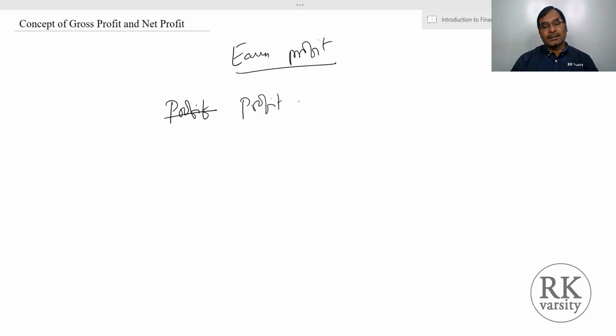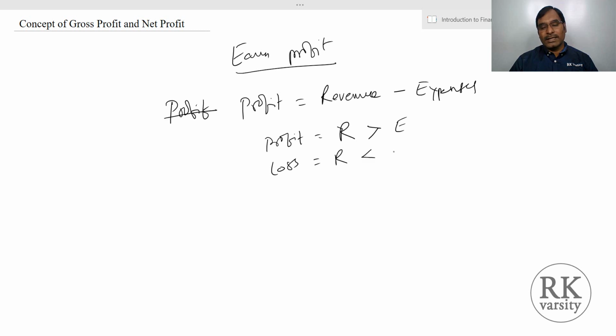is equal to revenue minus expenses. That is, you will make a profit when your revenue is greater than expenses, and you will incur a loss when your revenue is less than your expenses. So this is the core simple term of a profit, how we define it.